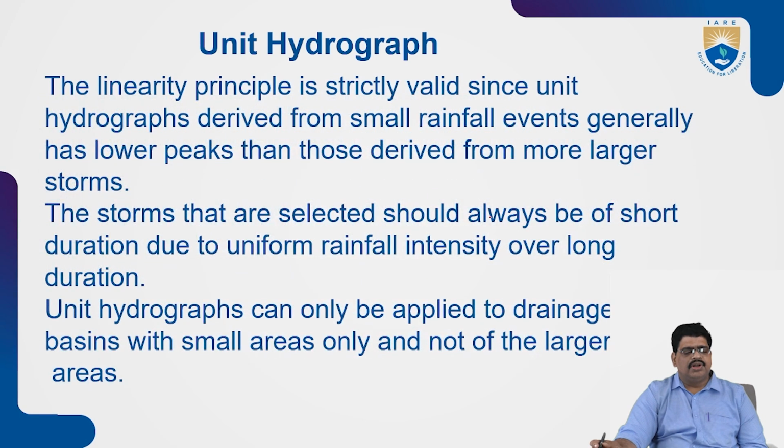Next, the unit hydrograph. The unit hydrograph derived from small rainfall events has lower peaks than one derived from larger storms, so the selection of storms is always sorted out. It can also be selected by rainfall intensity and long duration; unit hydrographs can be selected for long durations.